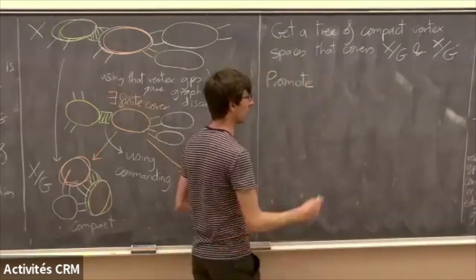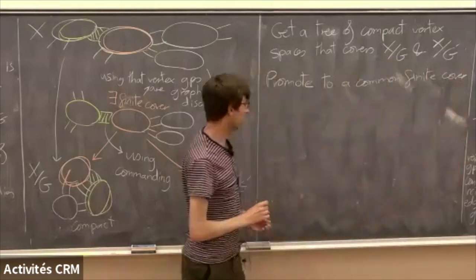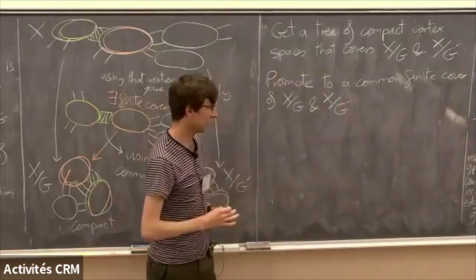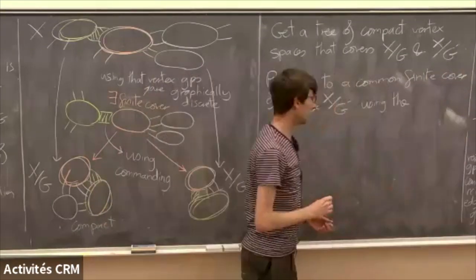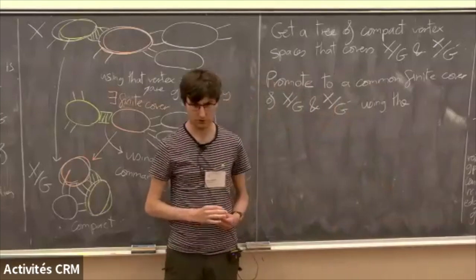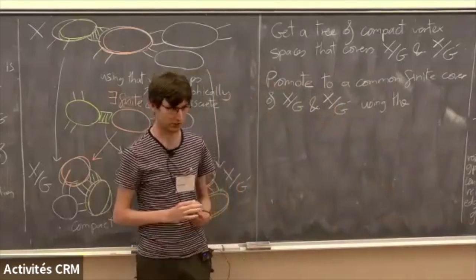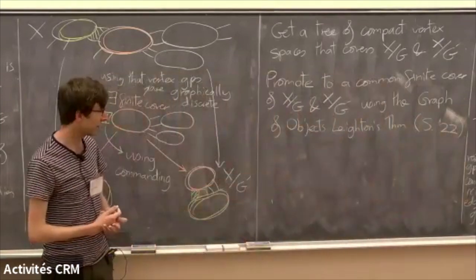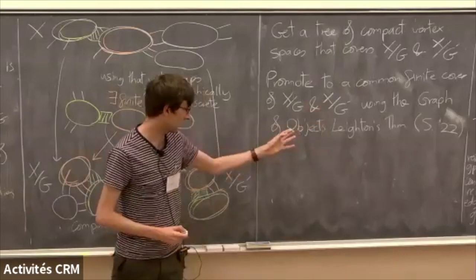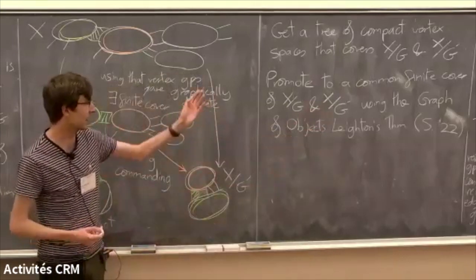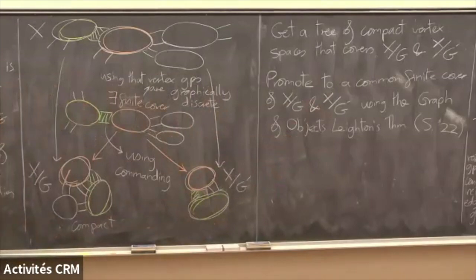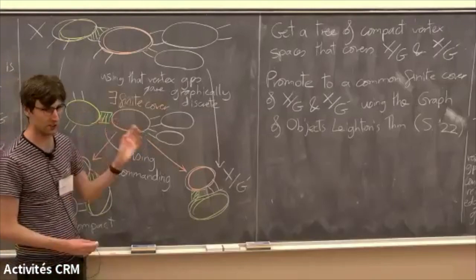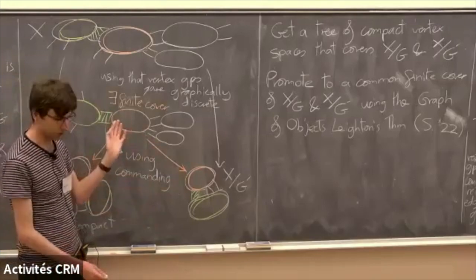So the final step is to promote this to a common finite cover of X mod G and X mod G prime using a theorem called the graph of objects Lattice theorem, which was another result from my PhD. Again, I won't say exactly what this theorem is, but it's exactly the right result to apply in this context, going from this tree of compact spaces, and these are combinatorial spaces.